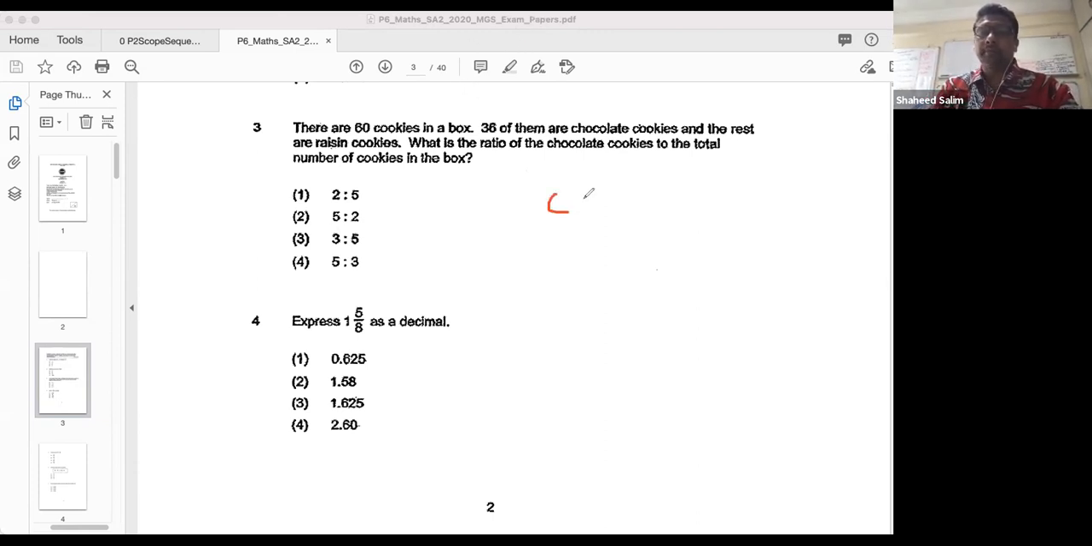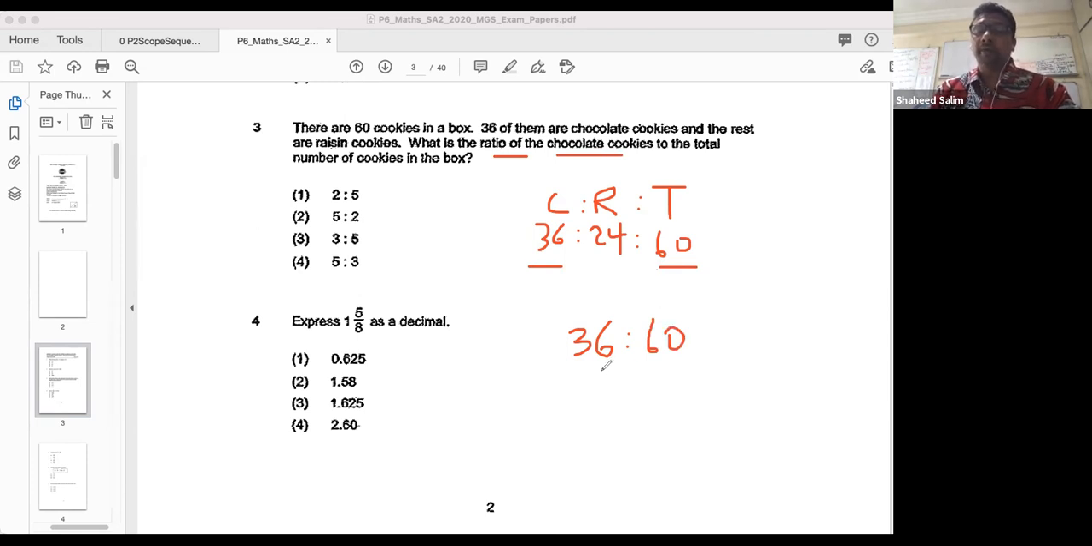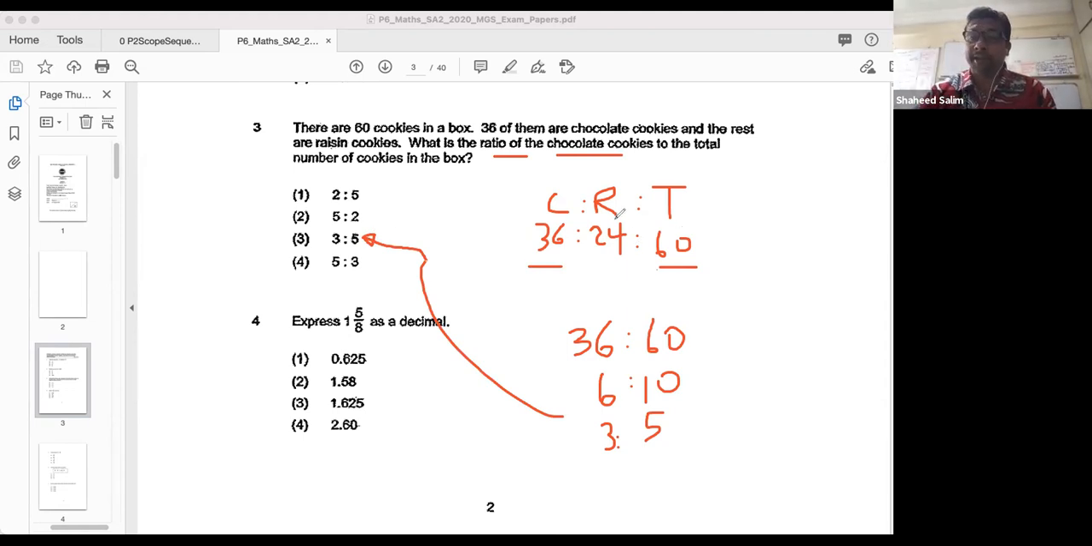There are 2 types of cookies, chocolate and raisins, and then there's the total. Now, you know 36 of them are chocolate. Raisins, you take 60 minus 36 is 24. Total, they already give it to you. So now what's your comparison? Ratio of chocolate to total. 36 to 60, not 60 to 36. 36 to 60, both can divide by 6, can divide by 2. 3:5. So how do you get 2:2? That's a question. Maybe you're looking at total versus raisins.